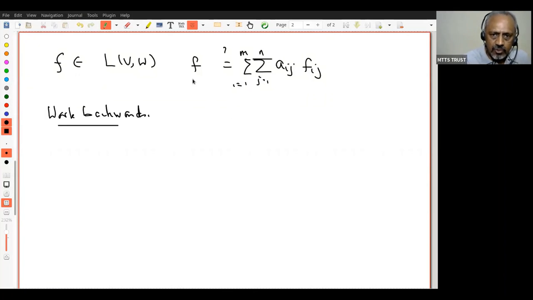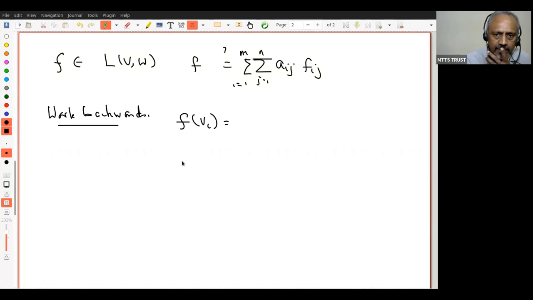What does that mean? Assume I can find Aij so that f is this. I want to know what are Aij. If such an f exists, such Aij's exist, then how do I find Aij? That's also easy. Let us look at f at Vi.